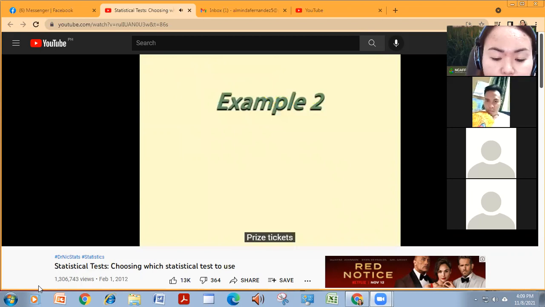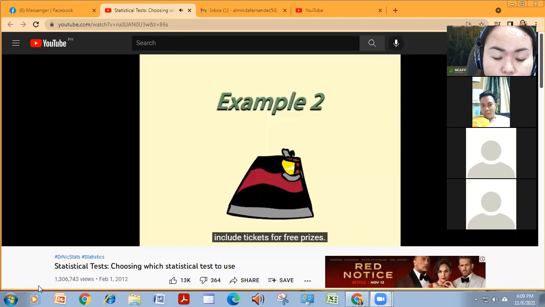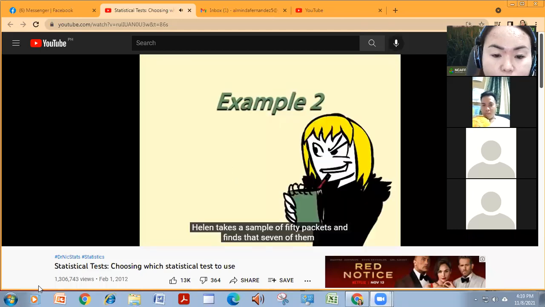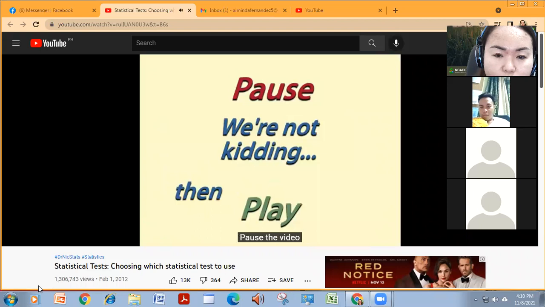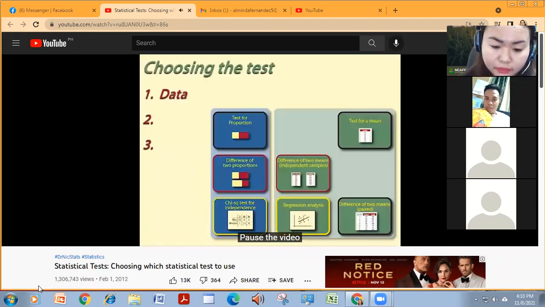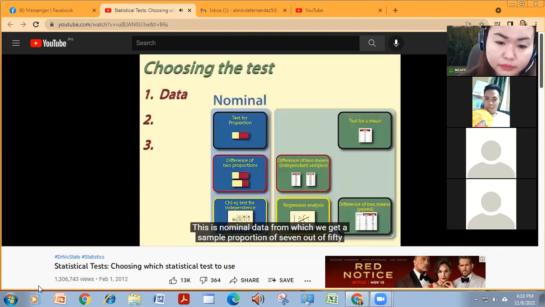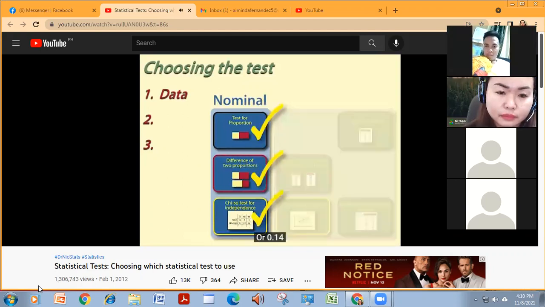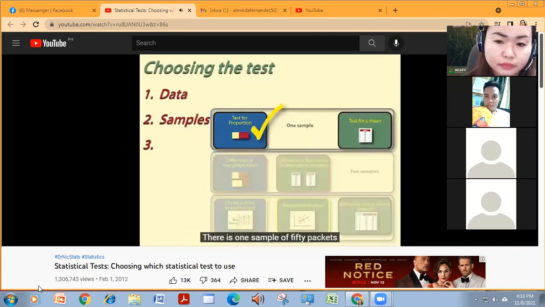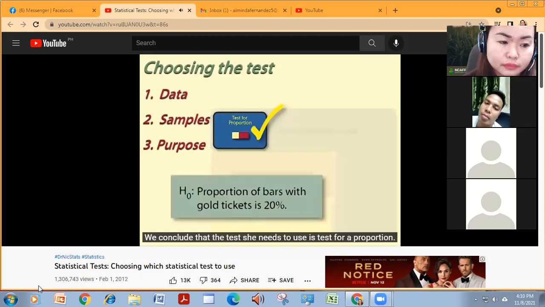Example 2. Prize tickets. In a promotional campaign, 20% of all packets of chocolaties should include tickets for free prizes. Helen takes a sample of 50 packets and finds that 7 of them have winning tickets. Pause the video. 1. Data. For each packet we are saying yes or no, depending on whether or not there is a ticket. This is nominal data from which we get a sample proportion of 7 out of 50 or 0.14. Samples. There is one sample of 50 packets. Purpose. Helen is comparing the sample value against a given value, 20%. We conclude that the test she needs to use is test for a proportion.